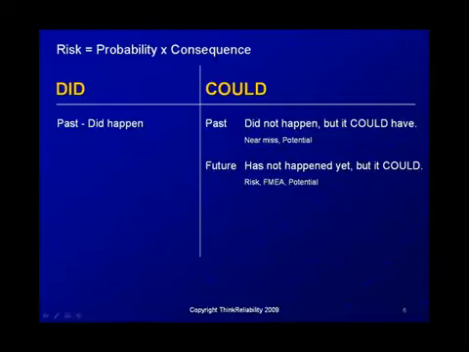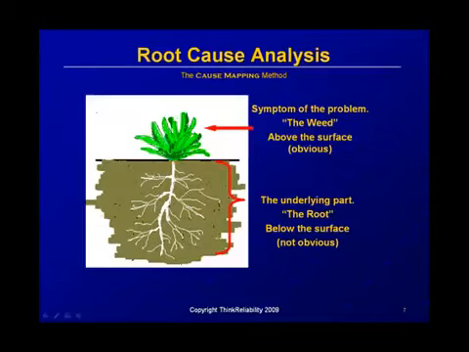The probability that something did happen in the past, once it has occurred, is 100%. So there is no risk in the past. Risk is always in the future. Risk is in the things that have not happened yet but could happen, which is why it gets a probability number.